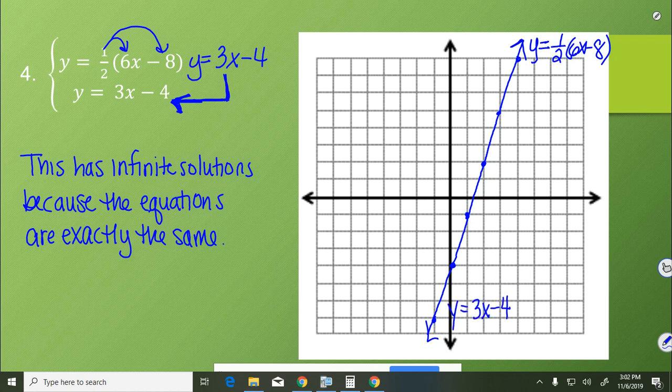Okay, so now you've seen all possibilities, one being when they cross once, none being when the lines are parallel, and infinite being when the lines are exactly the same.